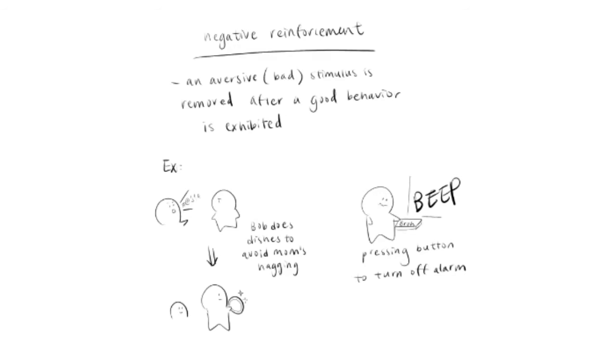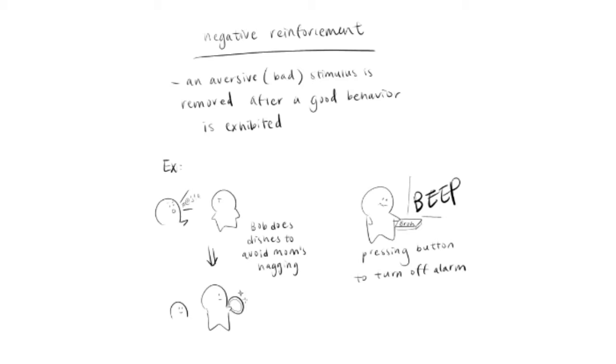So next one is negative reinforcement. What is negative reinforcement? It is actually defined by aversive bad stimulus removed after a good behavior is exhibited. For example, Bob does dishes to avoid his mom's nagging. In this case, Bob's action of doing dishes is reinforced through trying to avoid his mom's nagging, which is a bad stimulus for him. Another example is when Nick presses a button to turn off the alarm.